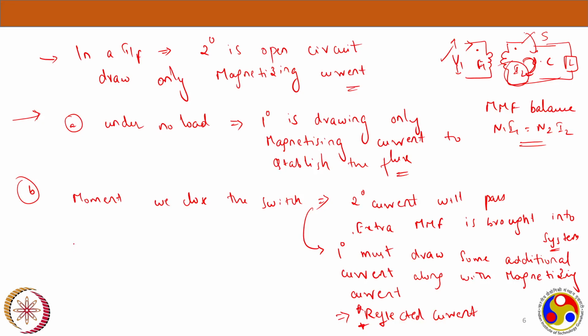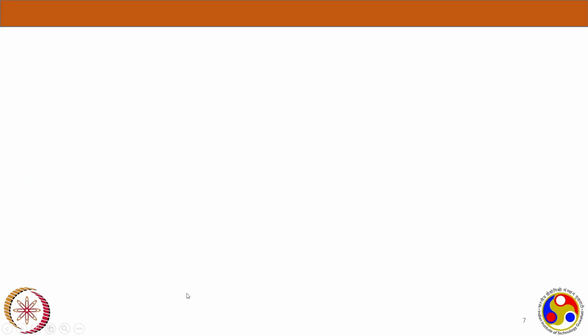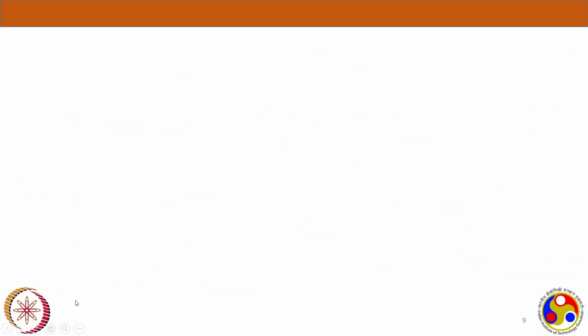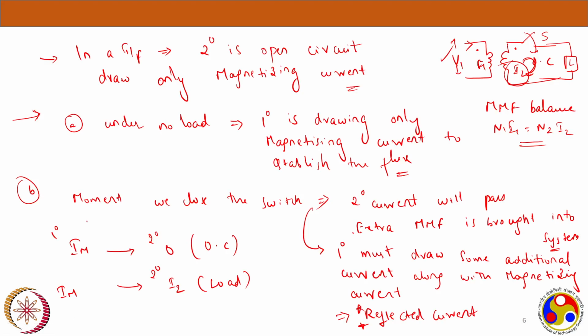So IM is being drawn by the primary because of the magnetizing current. That's okay. So under no load, IM is the primary current and the secondary current is zero. There is no load here, so this is the open circuit condition. Now there is a load connected. In the loaded condition, I know for sure the secondary is drawing some I2 current. IM is anyhow fixed because the flux in the core is fixed. I know how much magnetizing current is required to set up the flux.